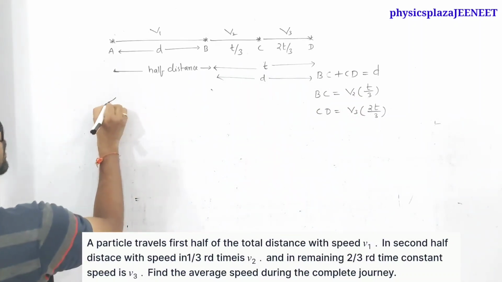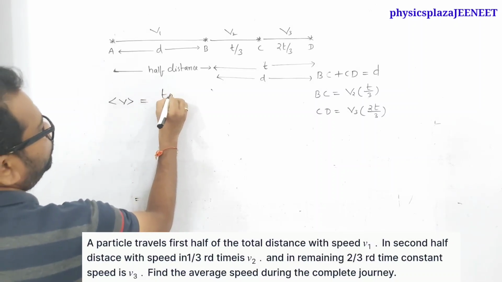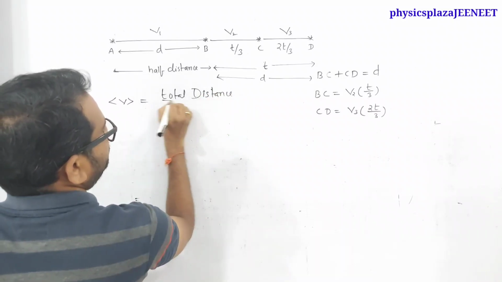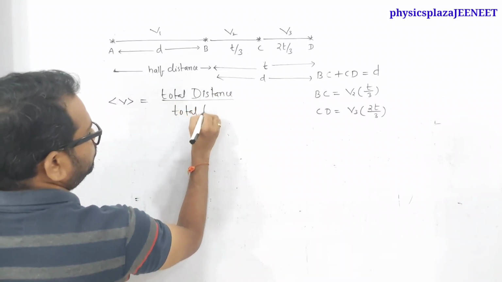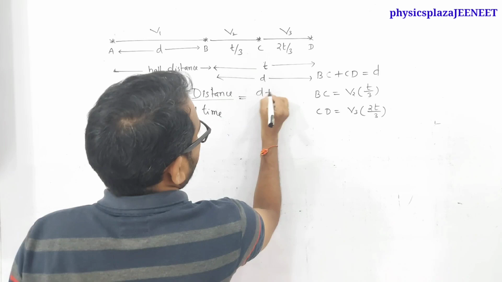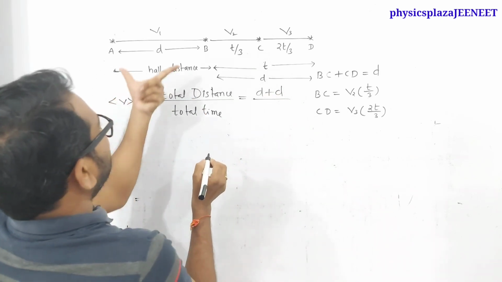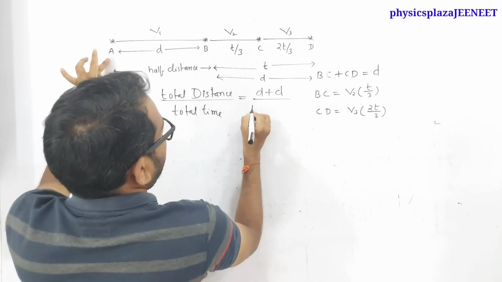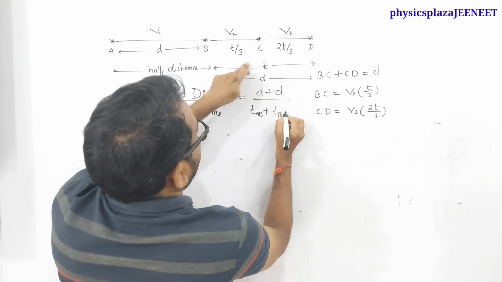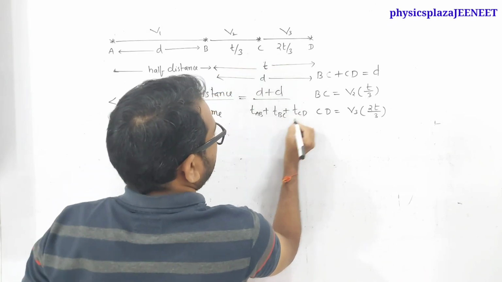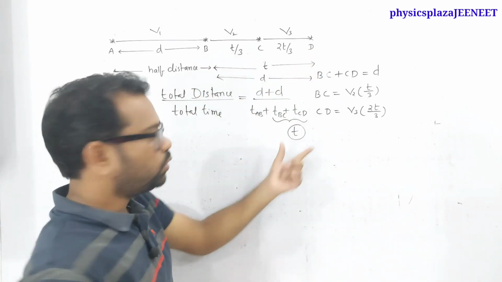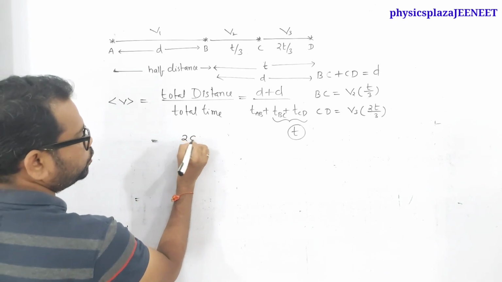Now children, average speed. We know that average speed is equal to total distance by total time taken. So total distance is what? D plus D. That is D plus D by total time taken. Let the time taken from here to here be T AB, plus here to here T BC, plus here to here T CD. But this total time is T, right? The total time taken B to D is T only.